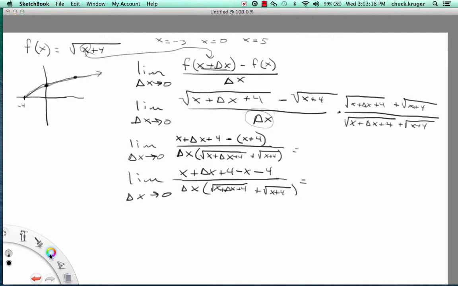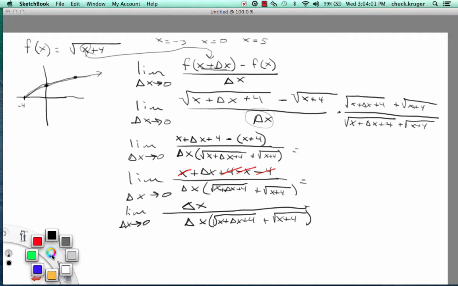And I'm going to have some things eliminate. This x is going to cancel out with the minus x, and this plus 4 is going to cancel out with the minus 4. And what I mean by cancel, these are going to become 0. So now I have the limit as delta x approaches 0. And all I have left in the numerator is delta x. And what I have in the denominator is delta x times the quantity, the square root of x plus delta x plus 4, plus the square root of x plus 4.